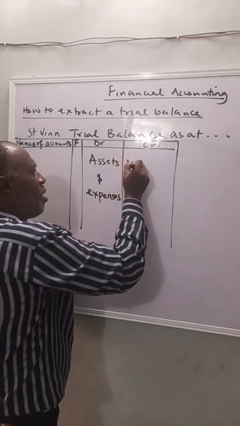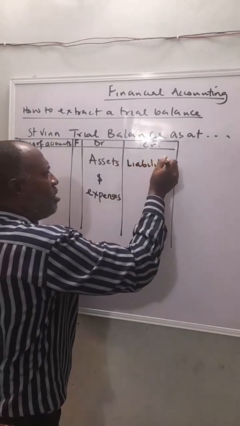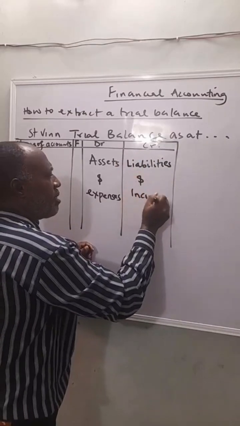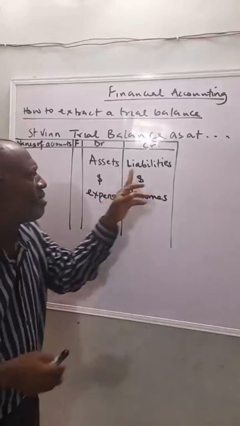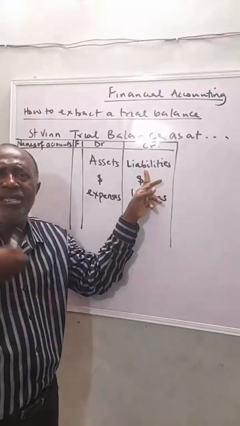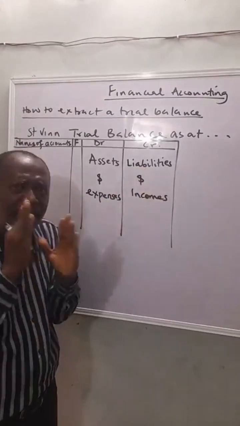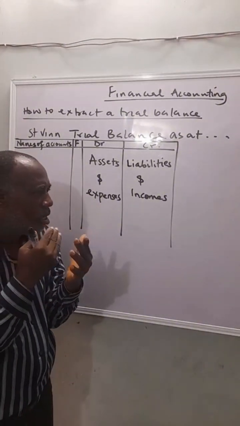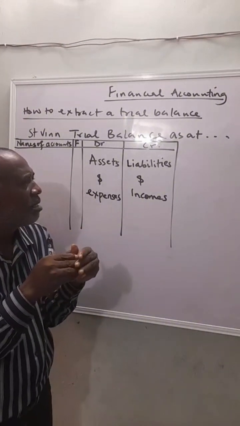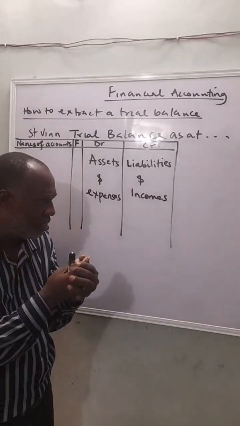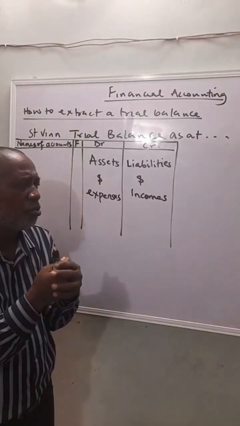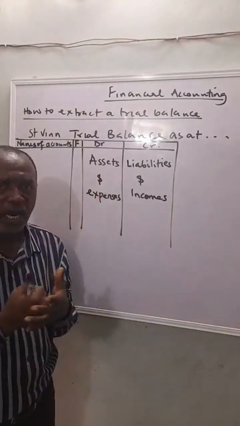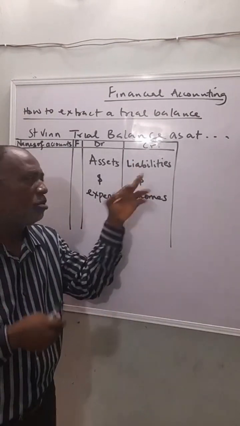And on this side, we have liabilities. Liabilities must be on the credit side, liabilities and incomes. As an accounting student, you should understand the examples of liabilities. Liabilities are debts, and liabilities are split into two: the long-term liability and the current liability. Sometimes the long-term liability will be called non-current liabilities. And then we have current liability. They are all debts. Loans are long-term.